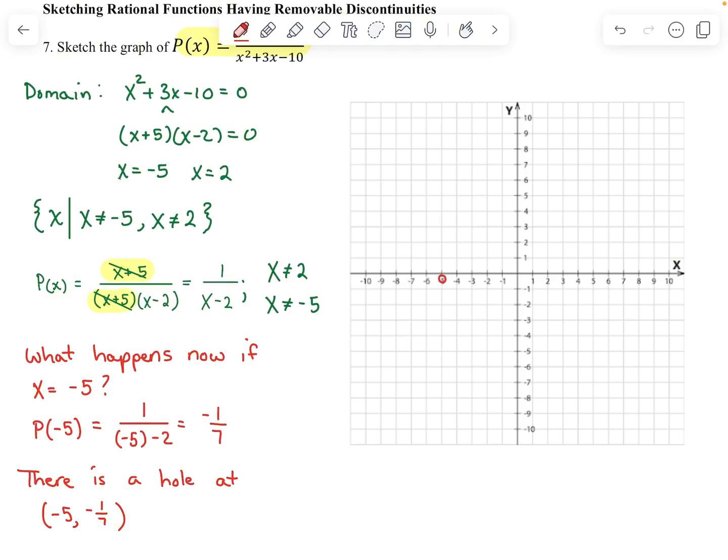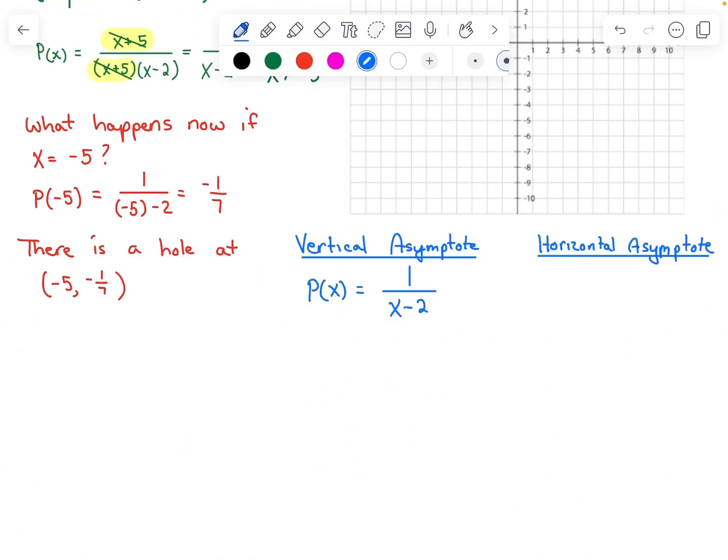Now to sketch the graph. I'm going to start by finding the asymptotes of p of x. The vertical asymptote is going to be the value of x that makes the denominator 0 after dividing out the factors of x + 5. So in this case, the equation of the vertical asymptote is x = 2.